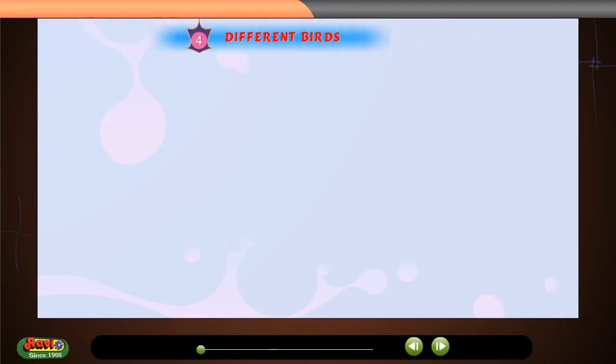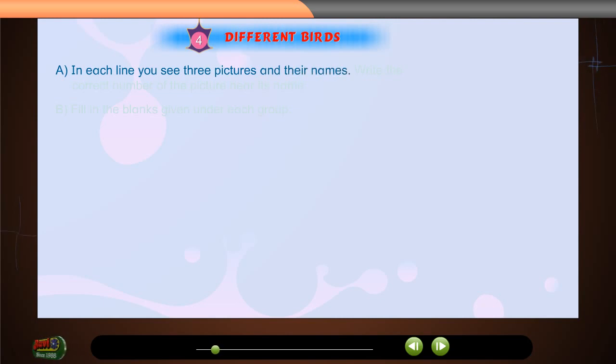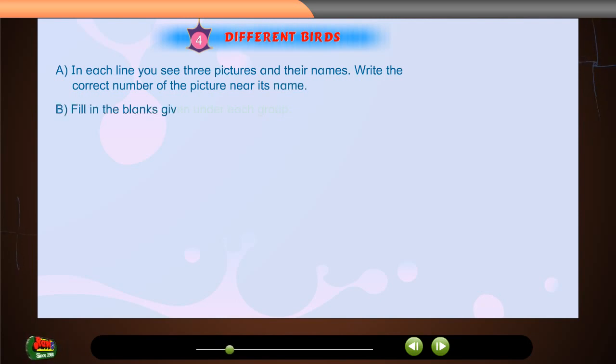4. Different birds. A. In each line, you see 3 pictures and their names. Write the correct number of the picture near its name. B. Fill in the blanks given under each group.